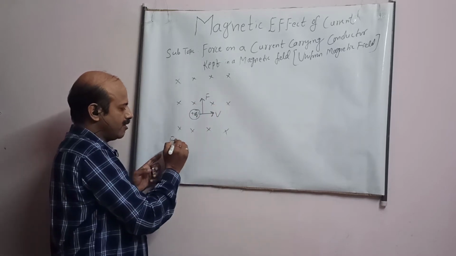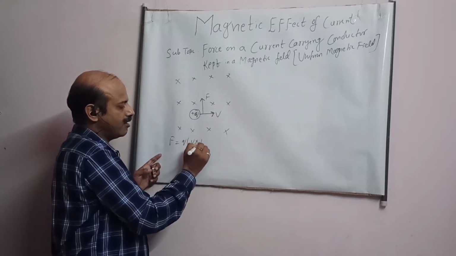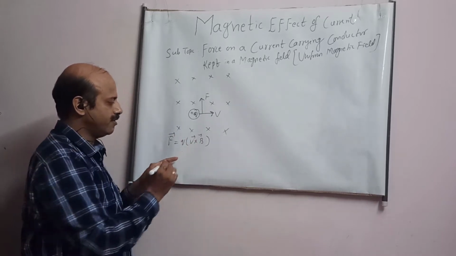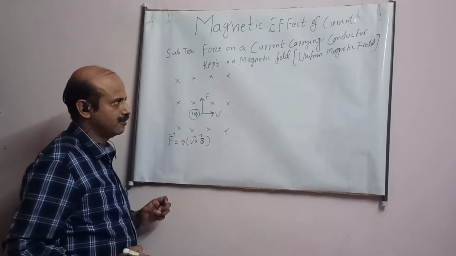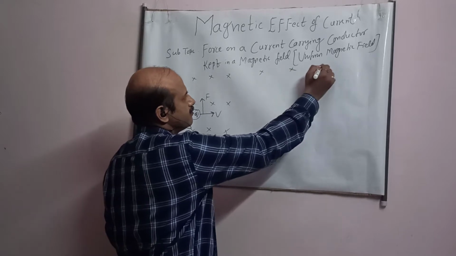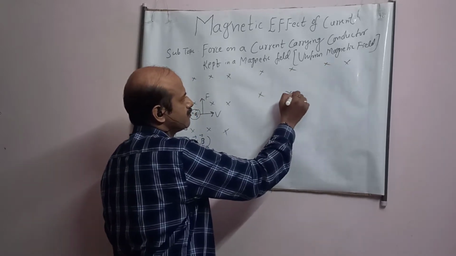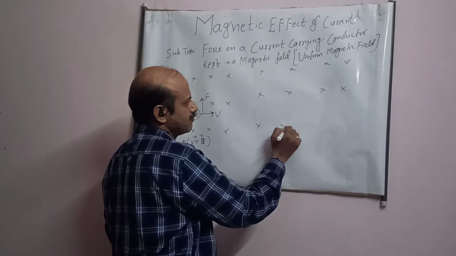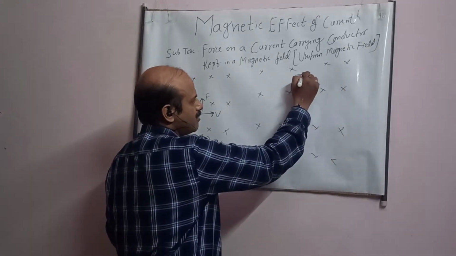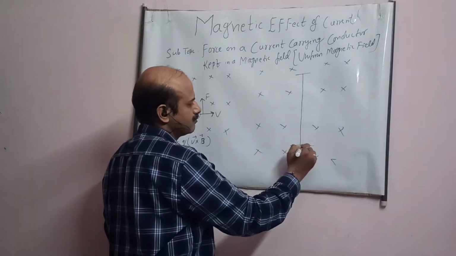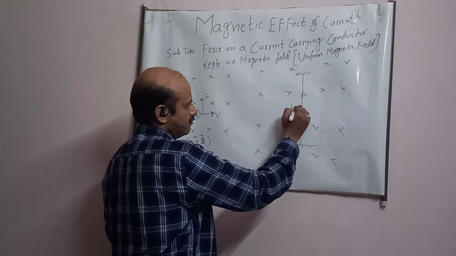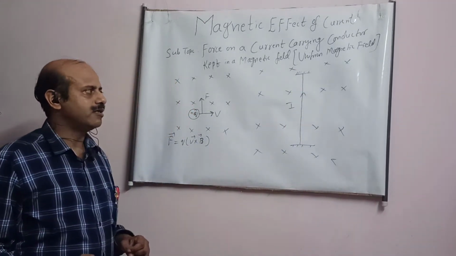And you already know the formula, student. How to find out this force? Vector product of V cross B. Now suppose, student, instead of a charge we have a current carrying conductor. Here one current carrying conductor is there, with current I flowing in this direction.